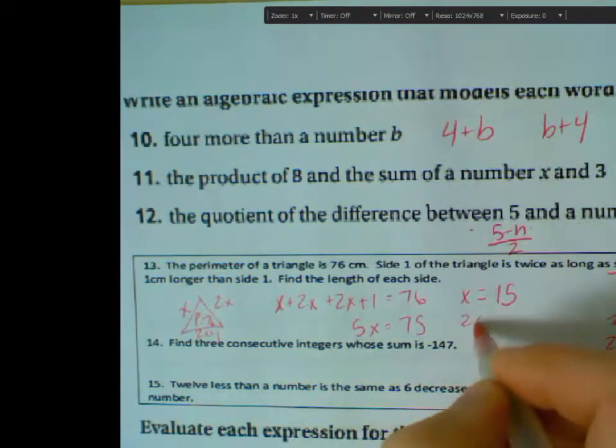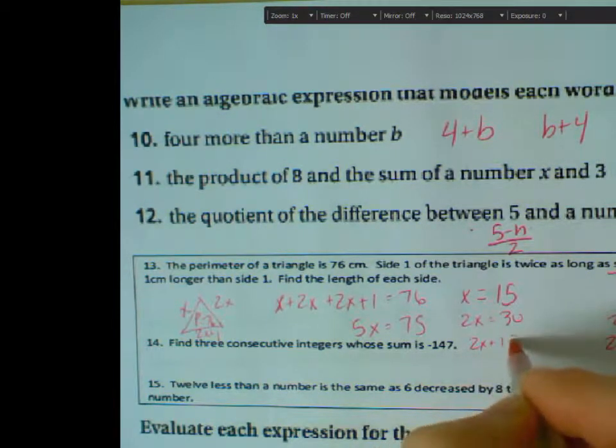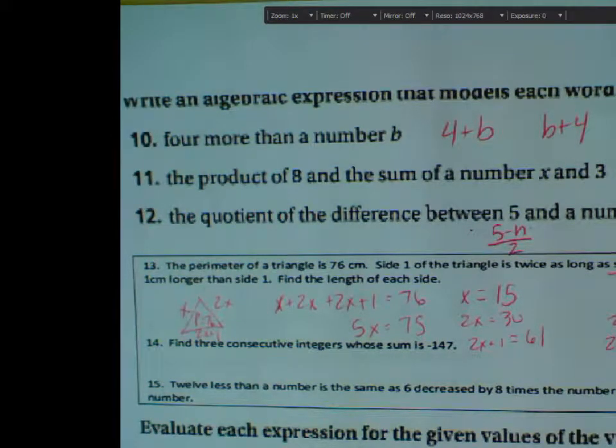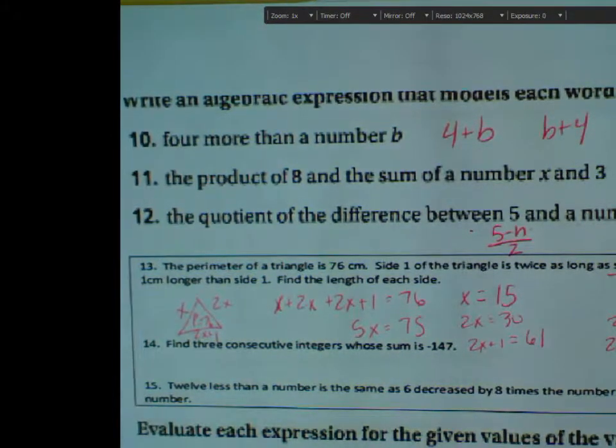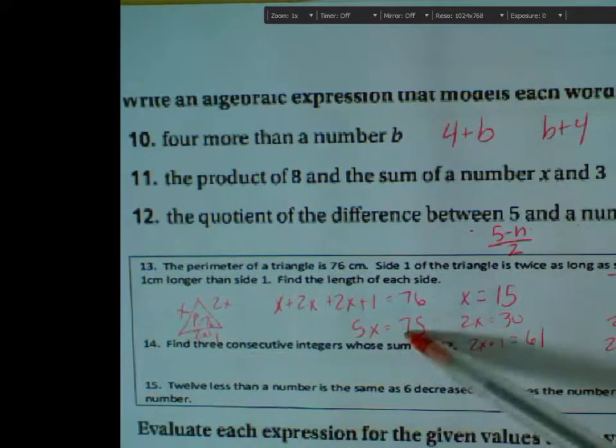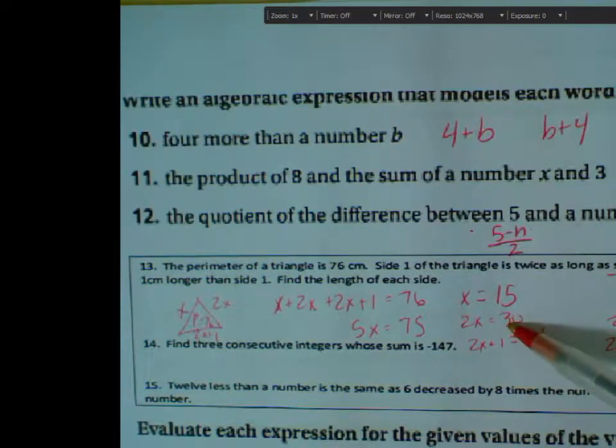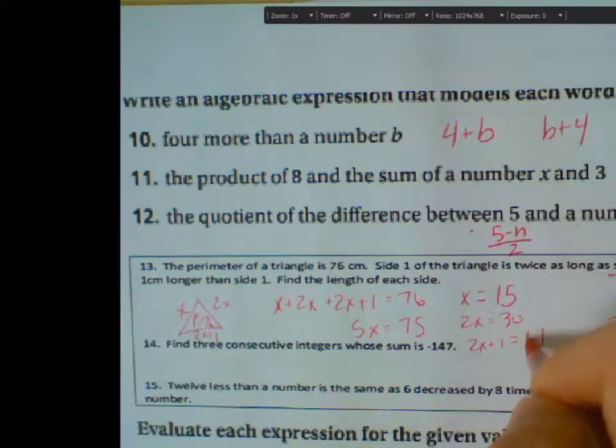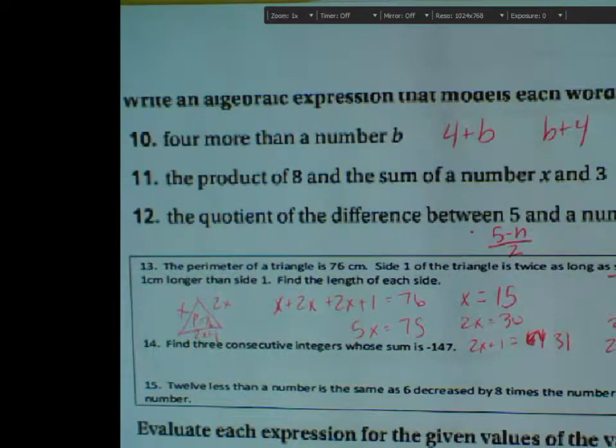x is 15, 2x is 30, 2x plus 1 is 61. And when you add those 3 things together, that's not true. The perimeter is 76. What did I do wrong? Because this doesn't add up to 76. So I know I did something wrong. 5x, 75. Side 3 is 1 longer than side 1. Side 1 is 2x, plus 1. 5x is 75, x is 15, 30. Oh, one longer, sorry. I doubled this side instead of just saying it's 31. That makes more sense. Okay.